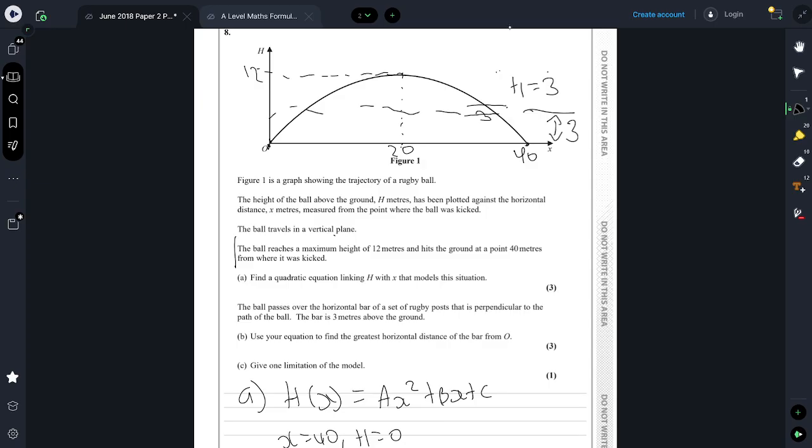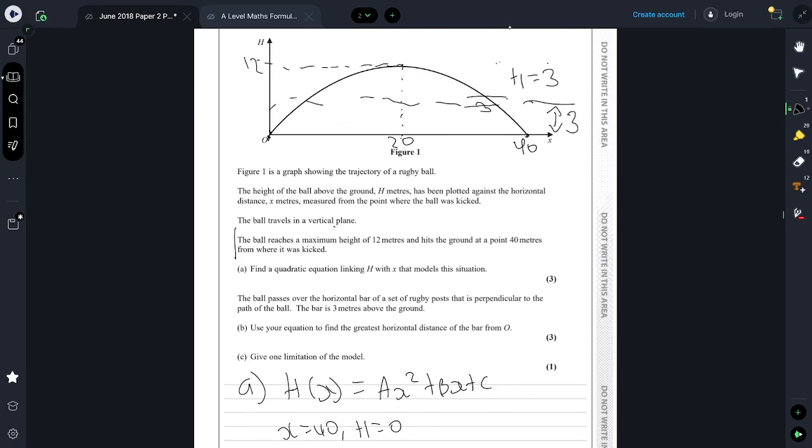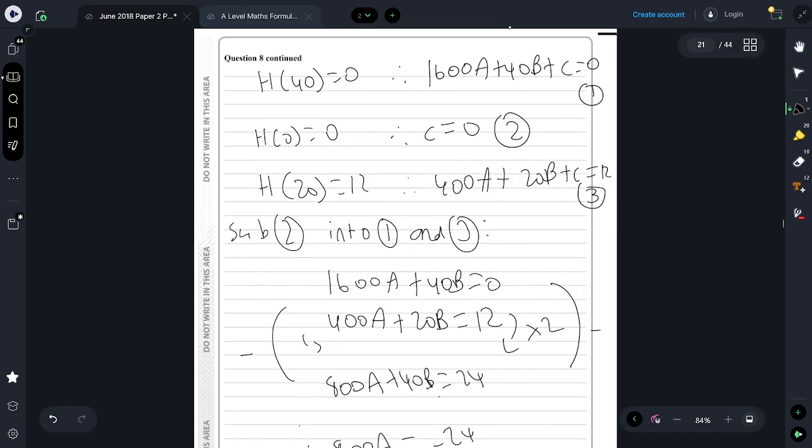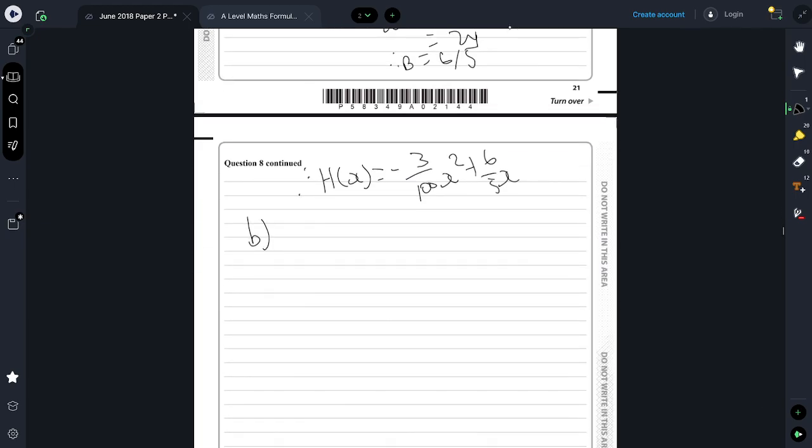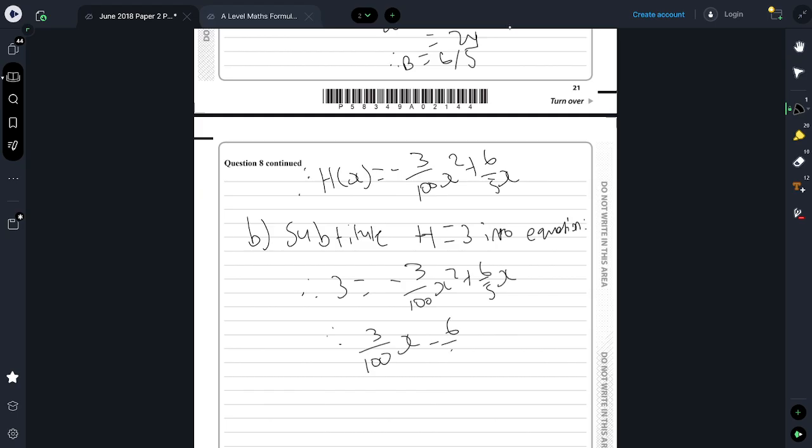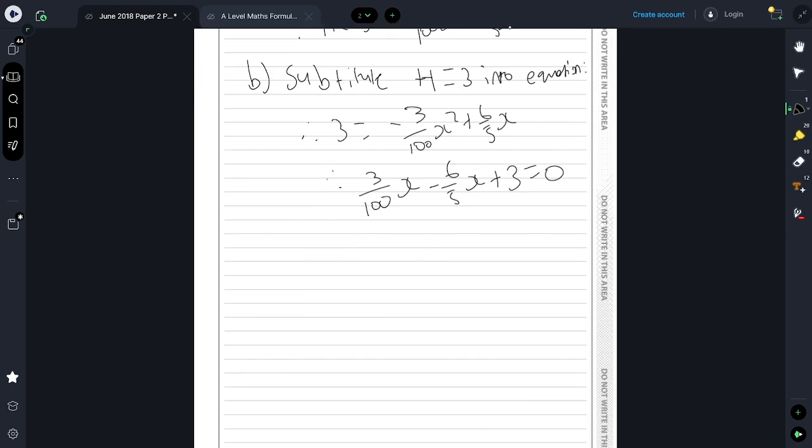That's this line equation, right? The line is H equals 3. And that's what we're going to do. And it said to find the horizontal distance. So that's x, isn't it? So I think this is essentially solving for x given h. So for part B, we're going to want to substitute h is 3 into the equation. Good job we found it in part A. So we said that 3 now is minus 3 over 100x squared plus 6 over 5x. But this is the quadratic, isn't it? Then we solve it.